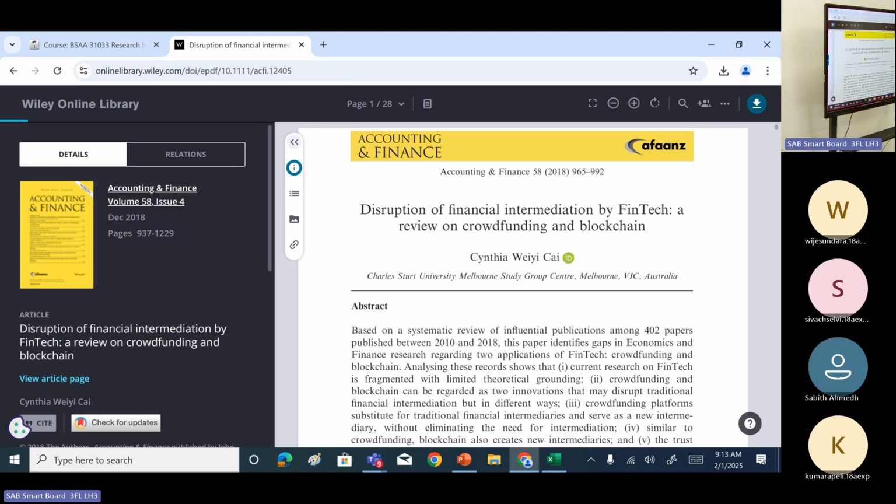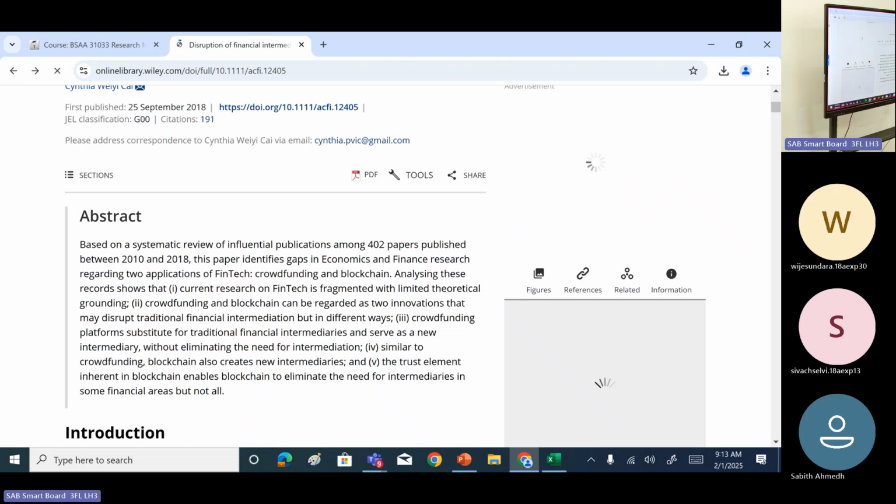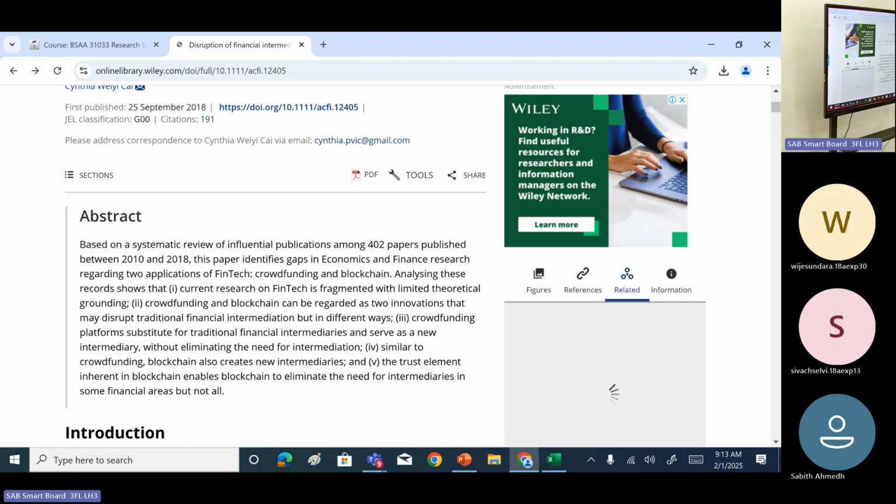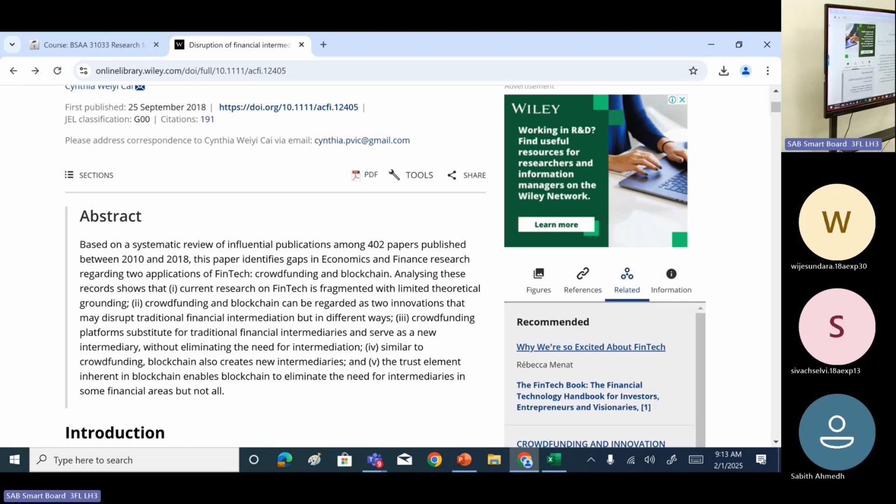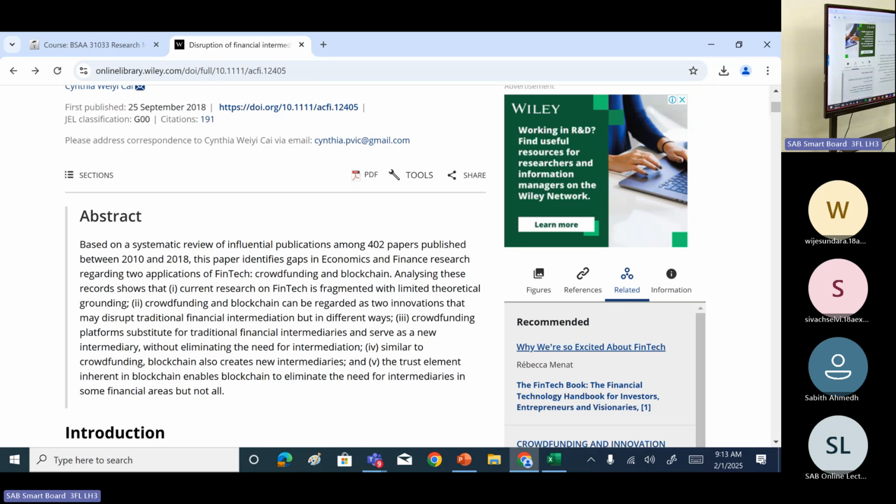In the literature review lesson, I will lecture you on how you can confirm paper quality. There is no need to confirm paper quality here, because where have we taken the journals from? From the AB journal list.